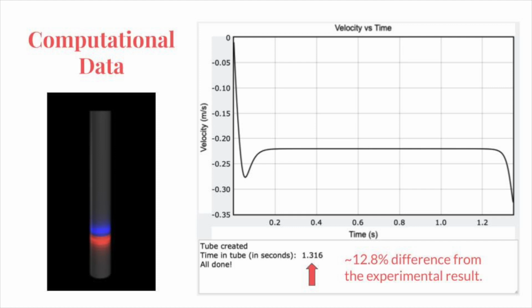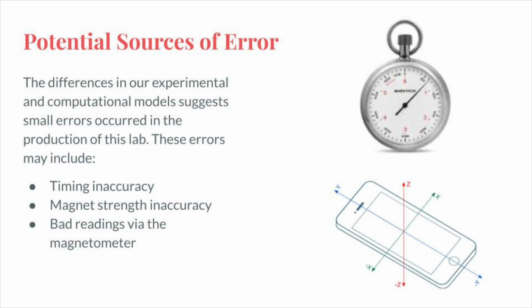This slide shows the computational data gathered through our lab, in which it took around 1.316 seconds for the magnet to fall out of the tube. The differences in our experimental and computational models suggest small errors occurred in the production of this lab. These errors may include timing inaccuracy, magnet strength inaccuracy, and bad readings from the magnetometer at the beginning of the lab.